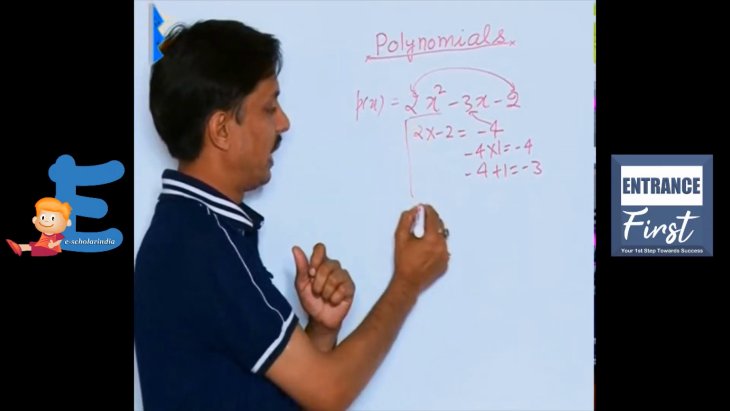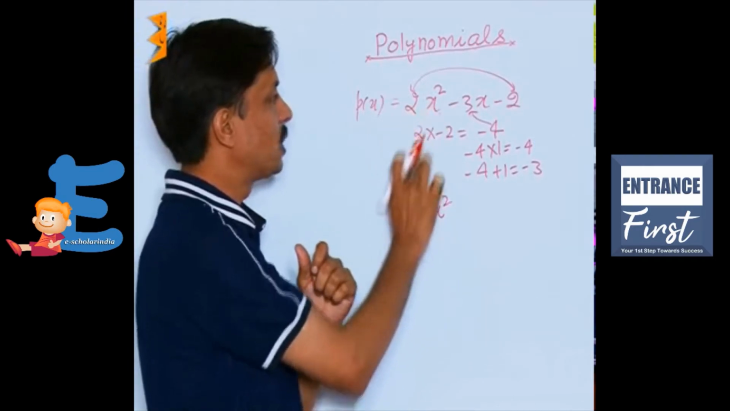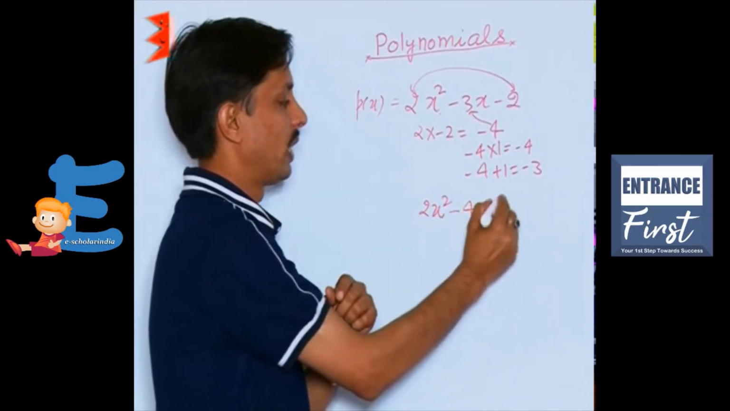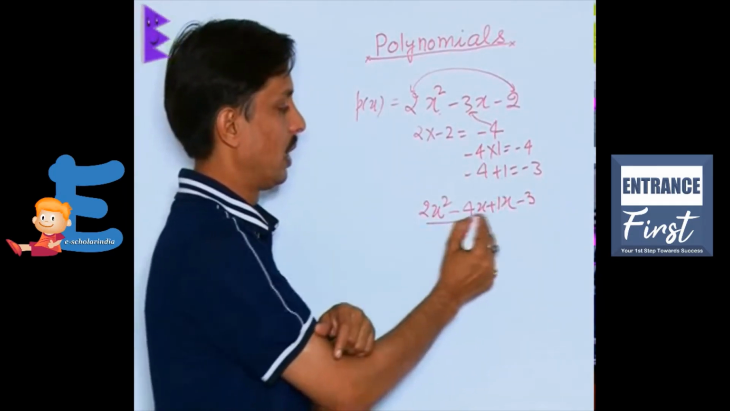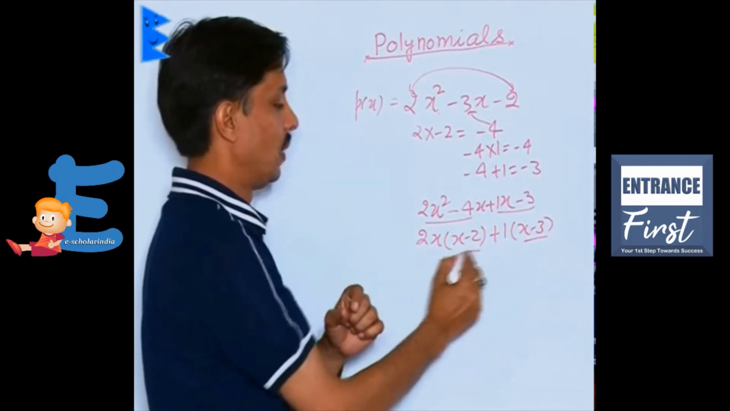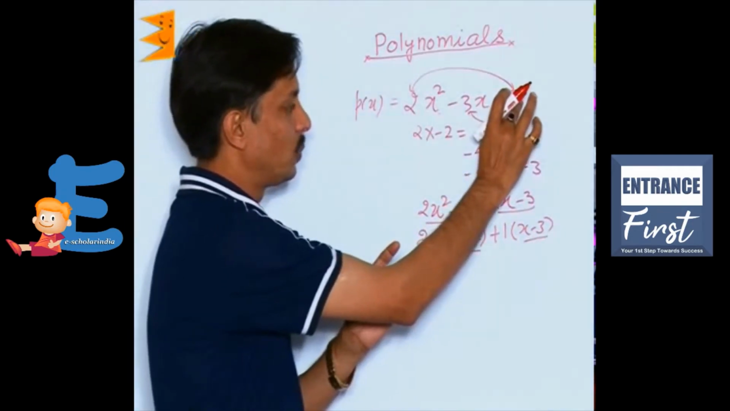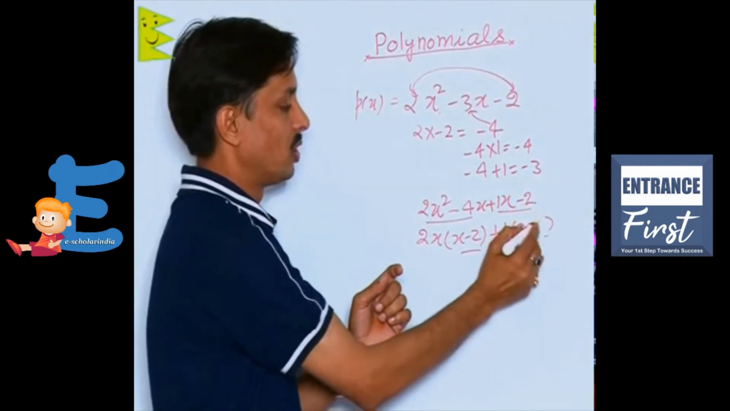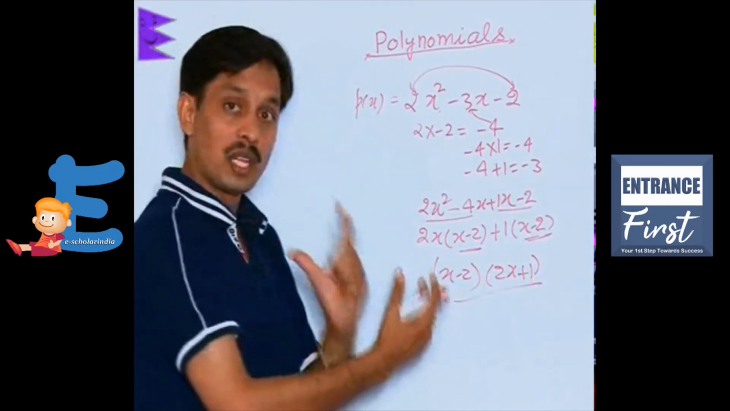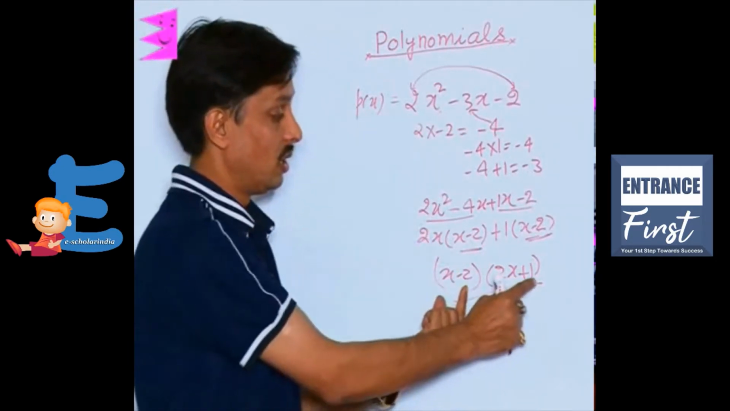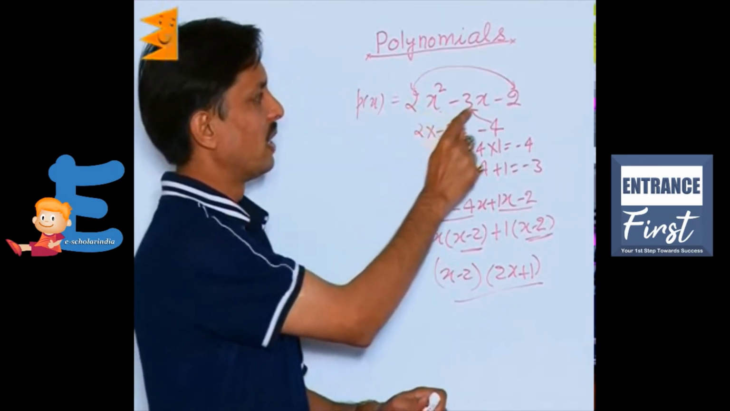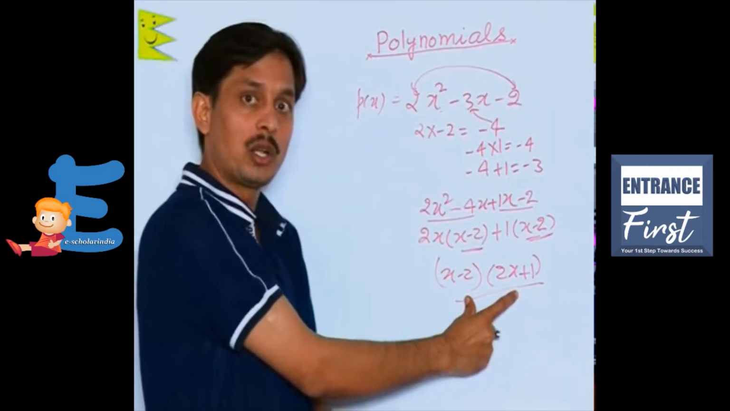I can keep 2x square as it is, and I am splitting the middle term minus 3x using the values minus 4 and 1. This becomes 2x square minus 4x plus 1x minus 2. I can make pairs: in the first pair, taking out 2x, this becomes 2x into x minus 2. From the second pair, this is 1 into x minus 2. Here the value is minus 2, so I need to write minus 2. This is also minus 2, so x minus 2 is common, and what is left is 2x plus 1. So you can further explain that every quadratic polynomial is the product of 2 linear polynomials, which is very much visible here. 2x square minus 3x minus 2 has been expressed as the product of 2 linear polynomials.